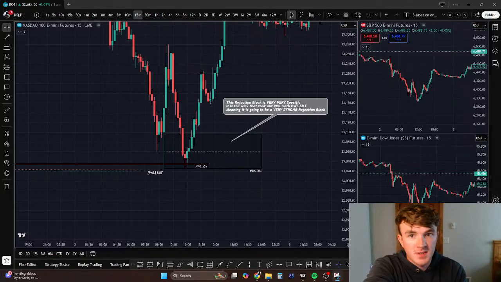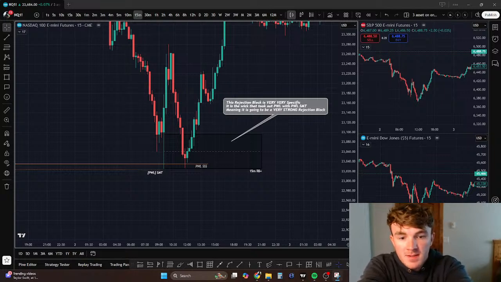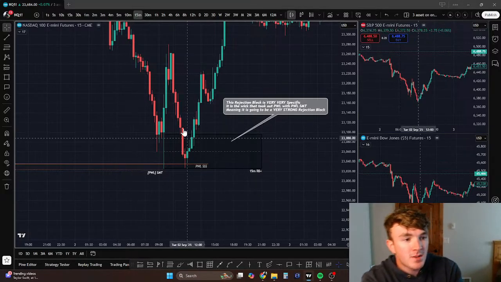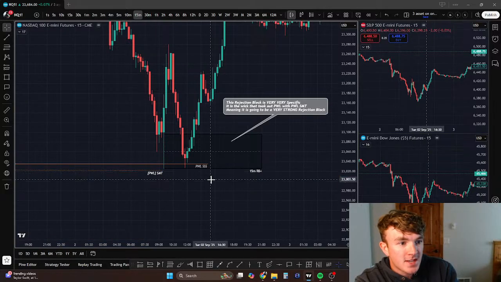So this was on Tuesday. Let's put this in Tuesday. This rejection block is incredibly high probability. So 15-minute rejection block, we sweep out previous week's low with SMT.